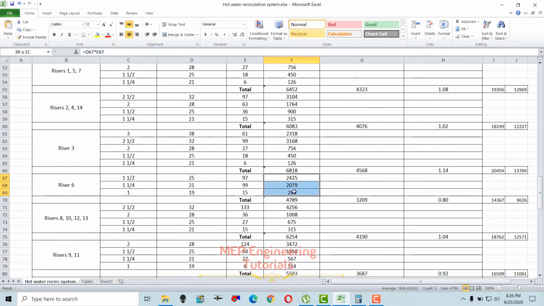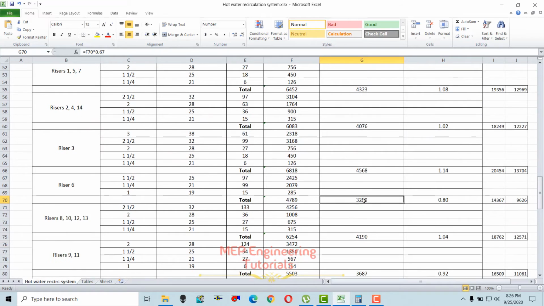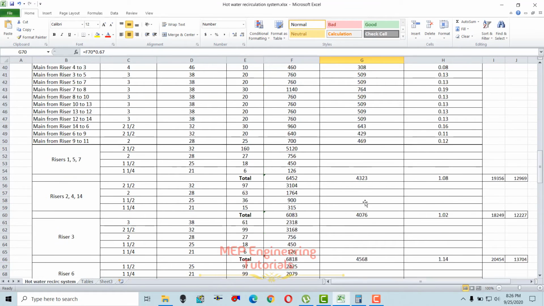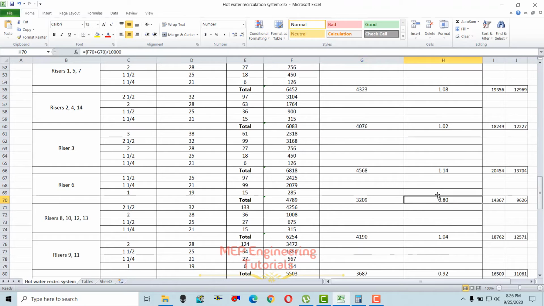So one by one you have to calculate for all pipe sizes, and then sum it up in here. And then what you have to do in here is calculate 2/3 of the total value. You multiply this with 2/3, that is 0.67, and you will get the heat loss for the hot water recirculation piping.